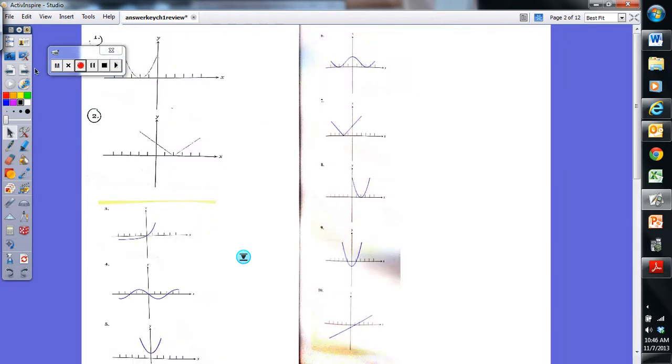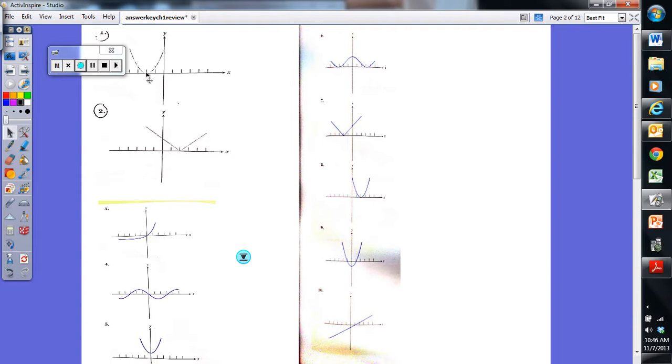Number 1 appears to be a parabola that's moved to the left 2 units. So that's going to be choice D. Number 2 appears to be an absolute value function that moved to the right 2 units. That's F.